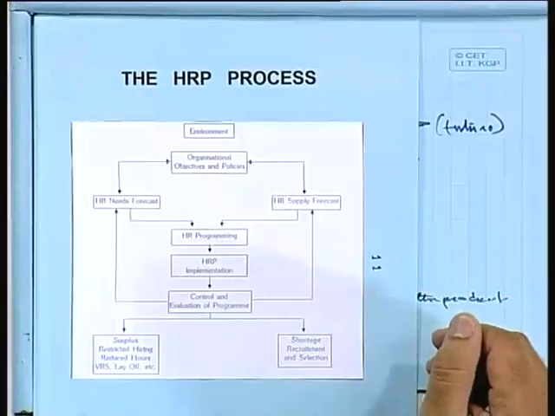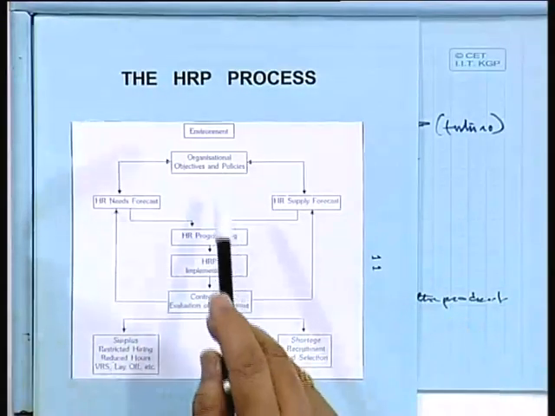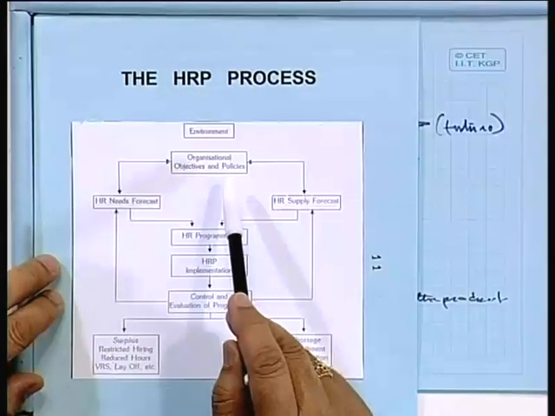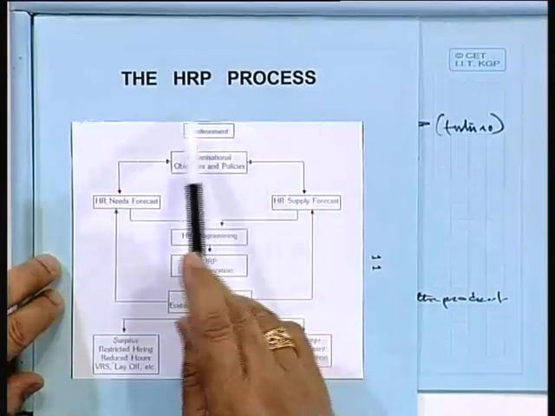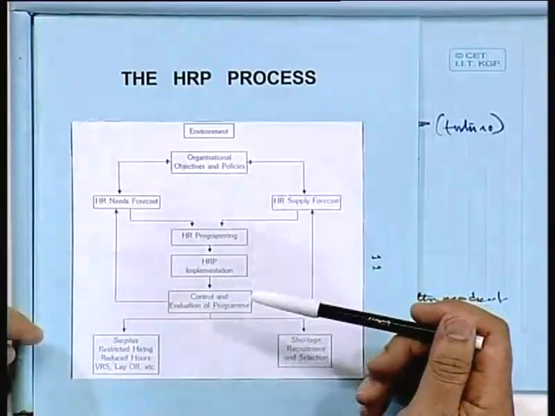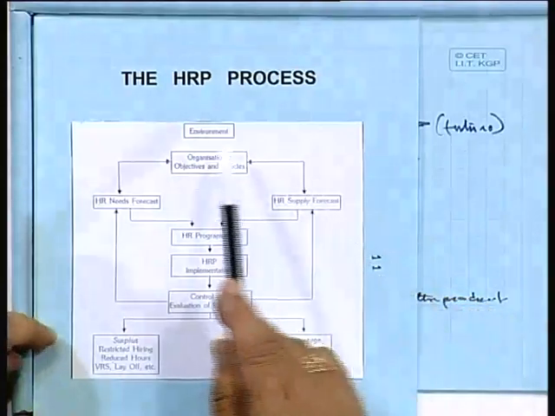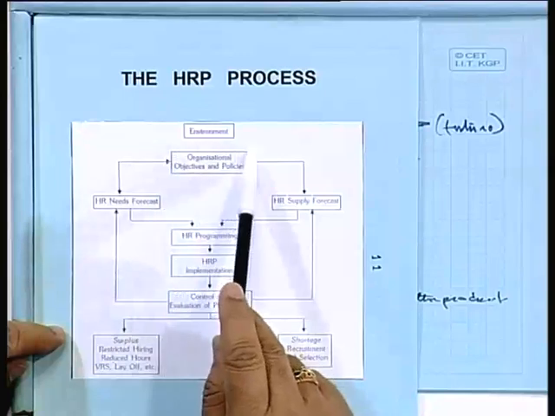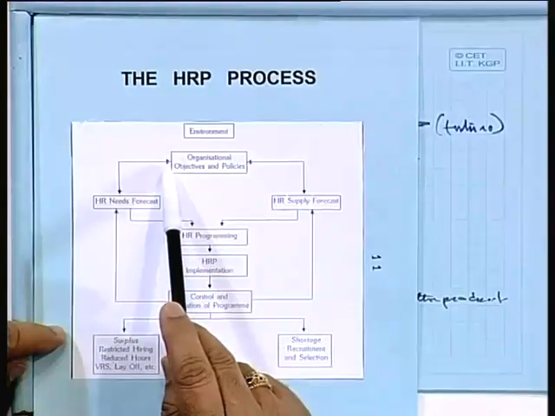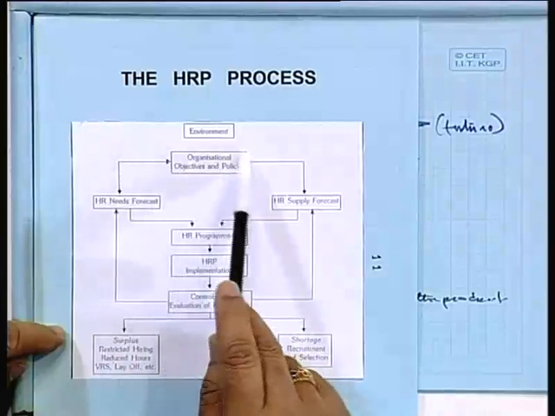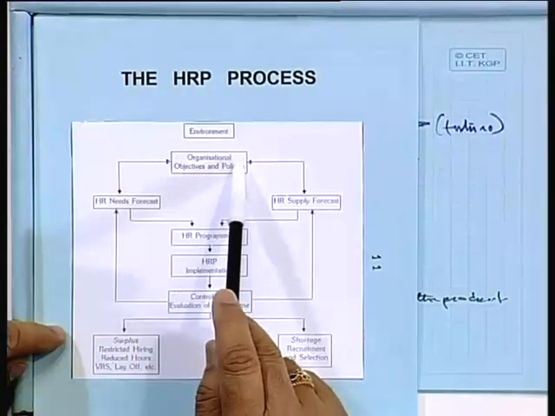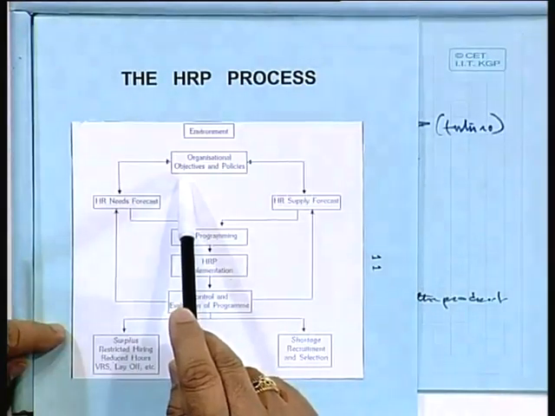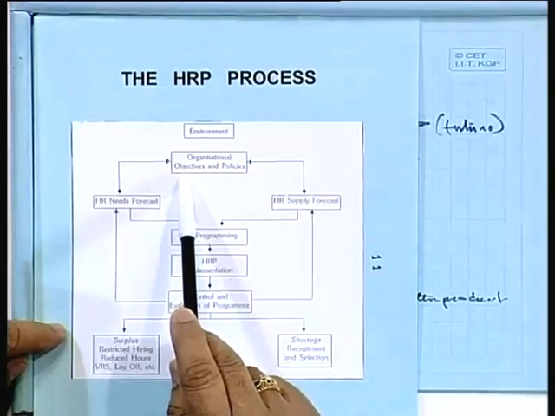So, here you have a flow chart. You may not be able to see this very clearly, so I will spell it out for you. You have the environment here, because every organization is within a certain environment. So, this is the environment, and these are the organizational objectives and policies, because this is the top management's policies, which is in relation to the organizational objectives. To fulfill those objectives, the policies are made.